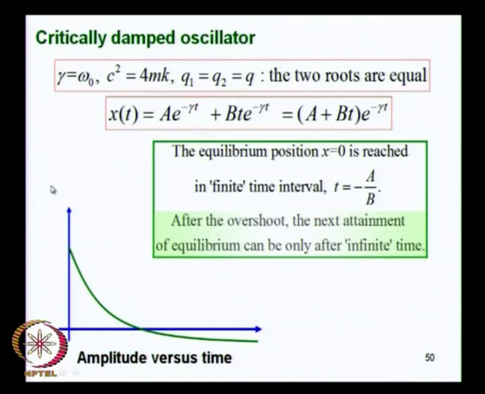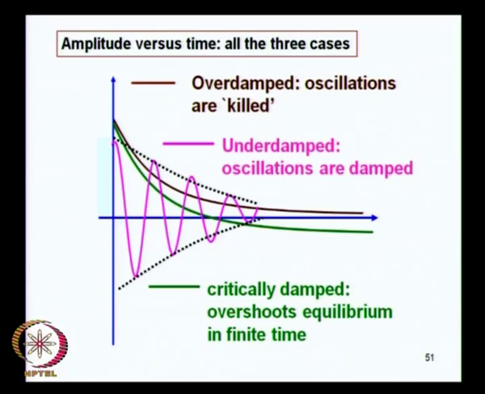and in the critical damping case we had one overshoot but no oscillation. The next time it would come to 0 will be only after infinite time, but there will be one finite time which is minus a over b when it can actually go to 0. So, one overshoot is possible, but no real oscillations in that sense of the term. So, the next attainment of equilibrium will be only after infinite time. So, these are the various cases.